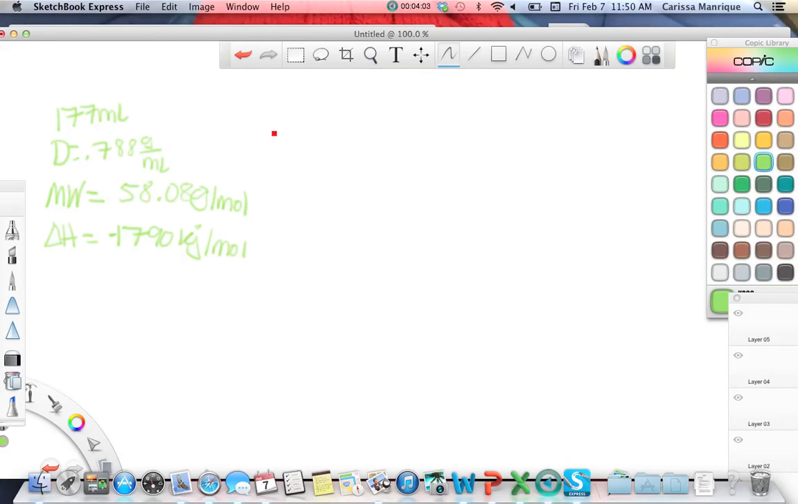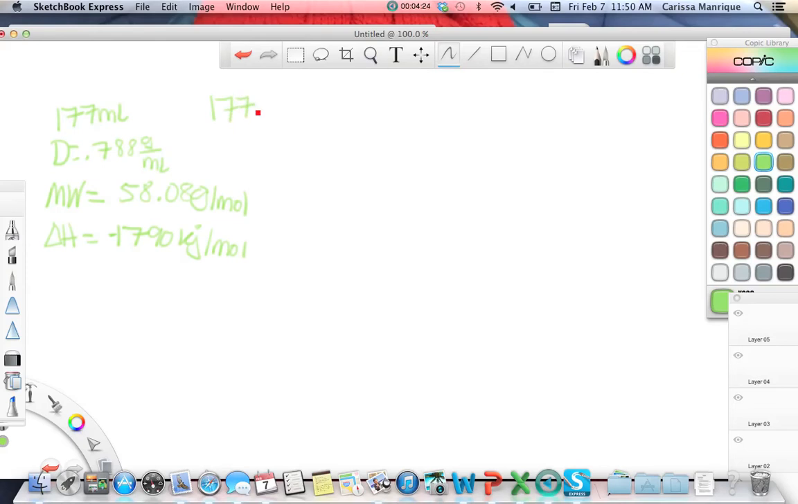Okay, so let's look here. I have all these numbers. Where in the world do I start? For me, I always start with the most simple units. You see, this is a gram per milliliter, this is a gram per mole, this is a kilojoule per mole. This one's just a milliliter. It's not a combination of units. So let's start there.